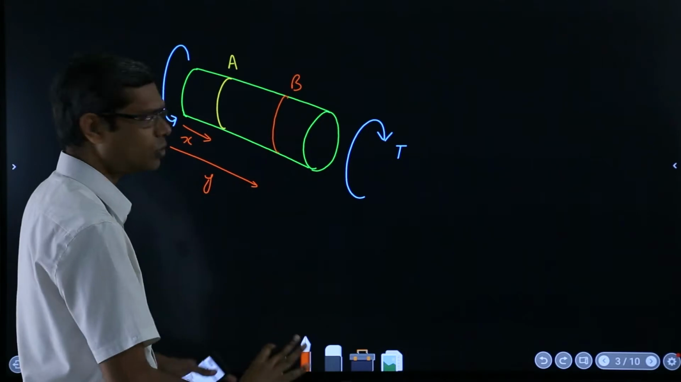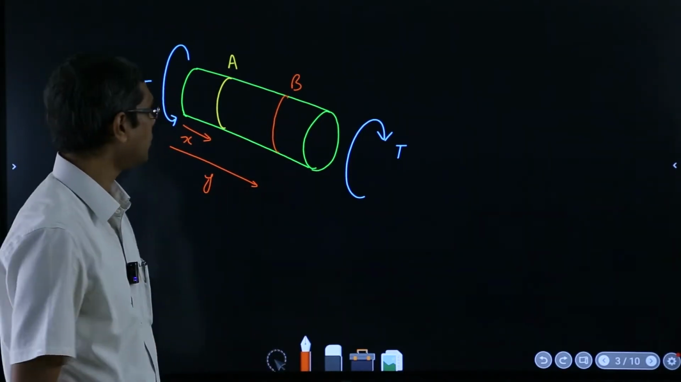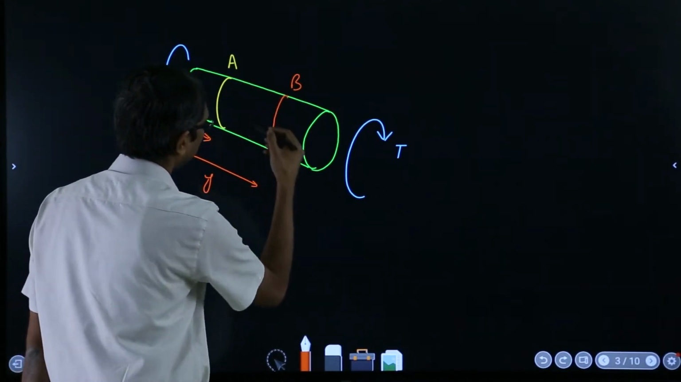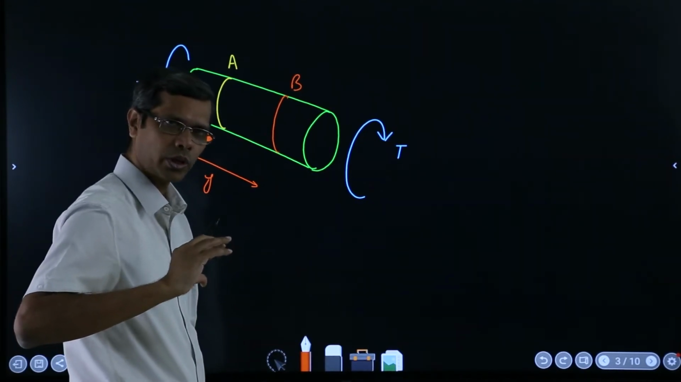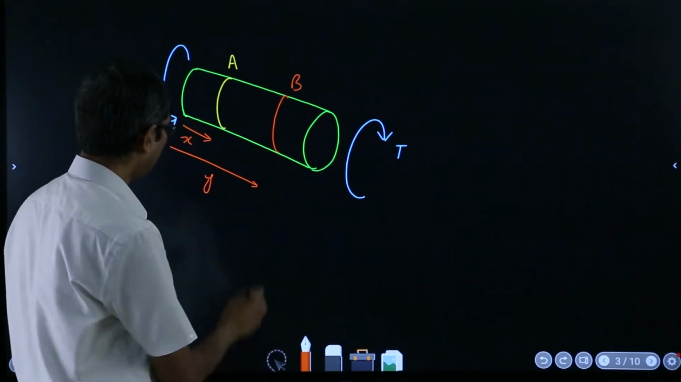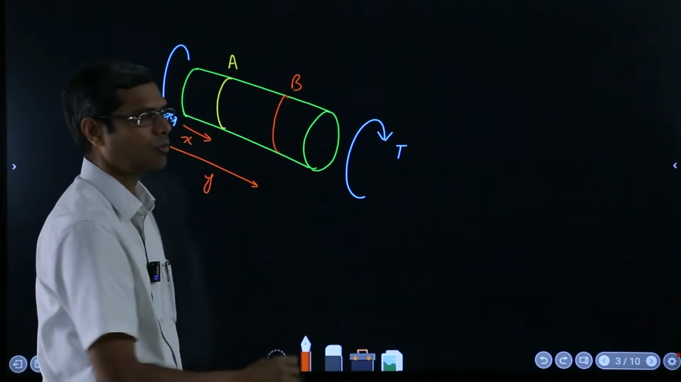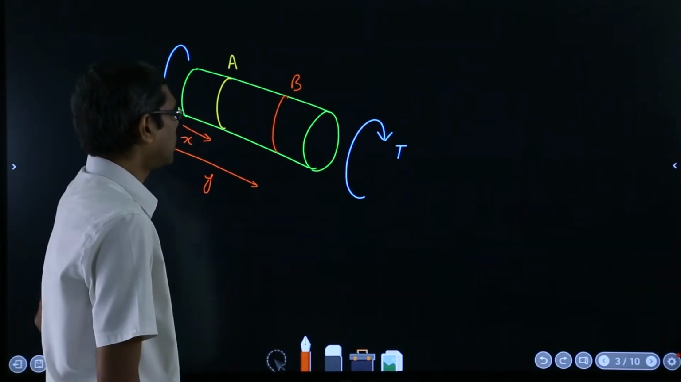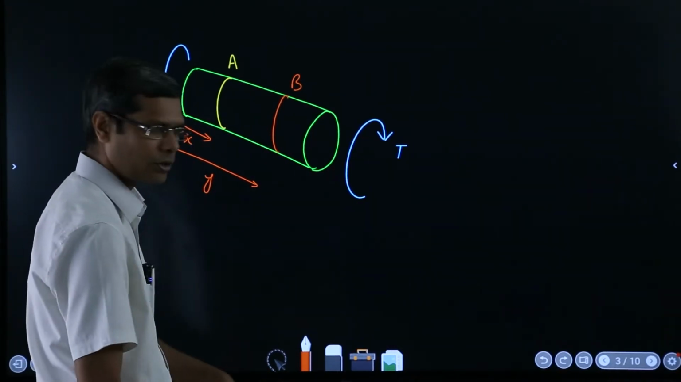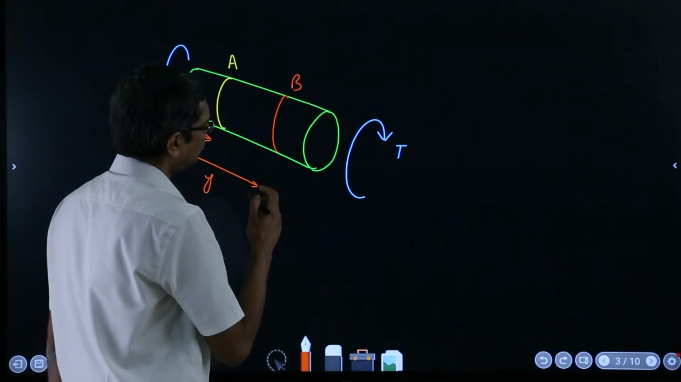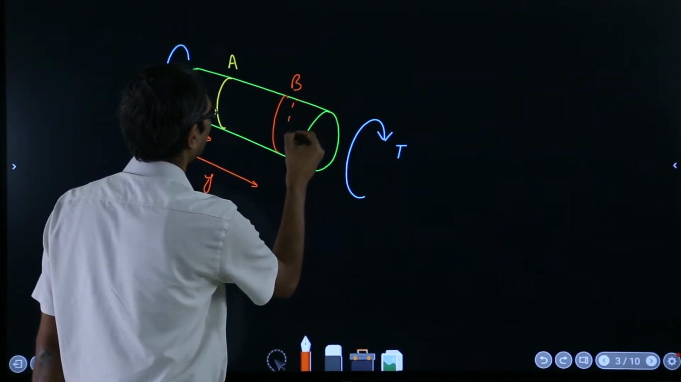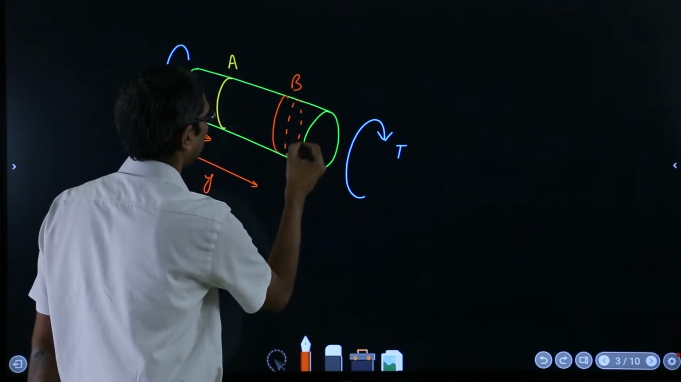Now, before we applied the twist, and now what we did, we applied the torsion. Then our claim is that these sections will just at their own location rotate, but they will neither move forward nor backward. Okay. That means this y will not change to more than y or less than y. Okay. Now, how do you prove it? The logical way to prove is, suppose you assume that the section B has come here after torsion. Okay. Suppose B prime.